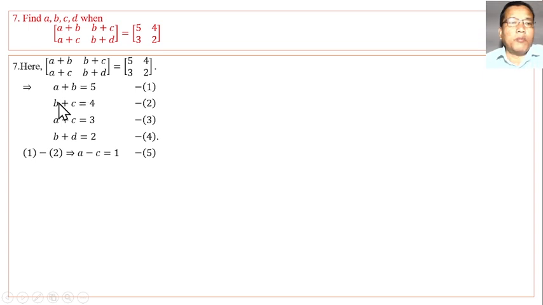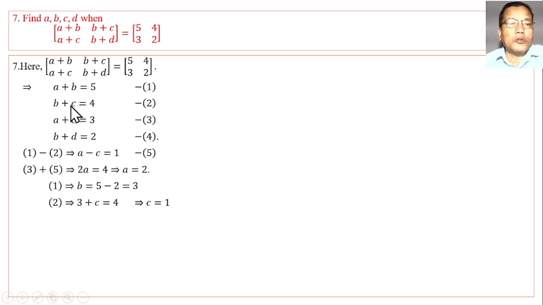Subtracting equation 2 from equation 1, then equation 4 from equation 3, we add and get c over 5 to 6. Then the value of a is found, and the value of a is 2. Substituting in equation 1, the value of b is 5 minus 2, that is 3. Then in equation 2, the value of c is 1.